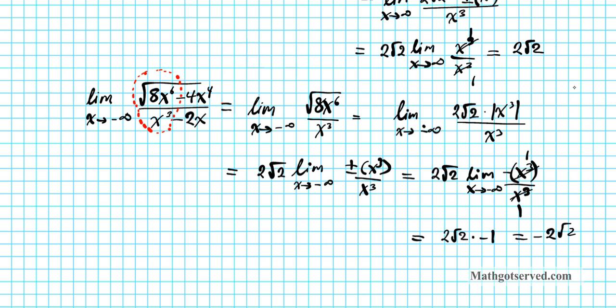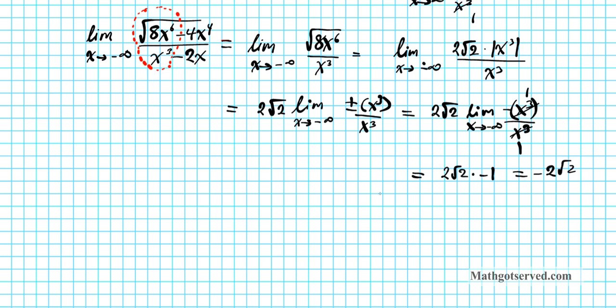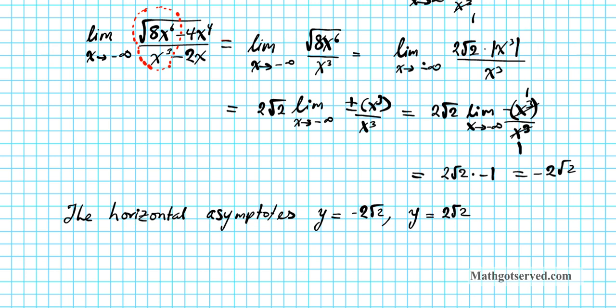Okay, so what does this tell us? It tells us we have two horizontal asymptotes. So the horizontal asymptotes are y equals negative 2 root 2 and y equals 2 root 2. All right, so there goes your horizontal asymptotes.